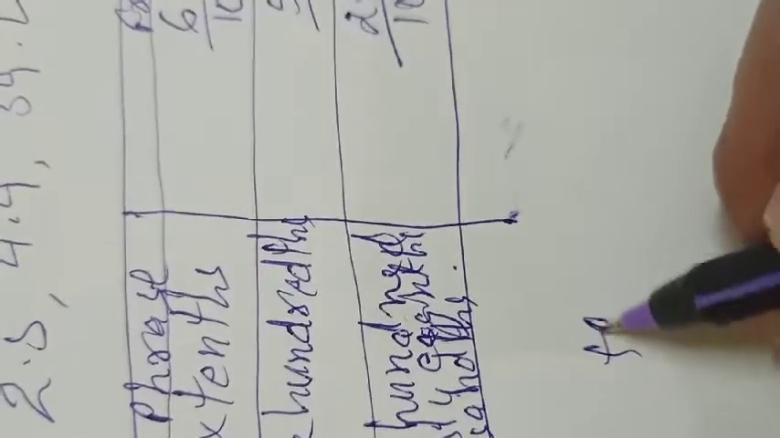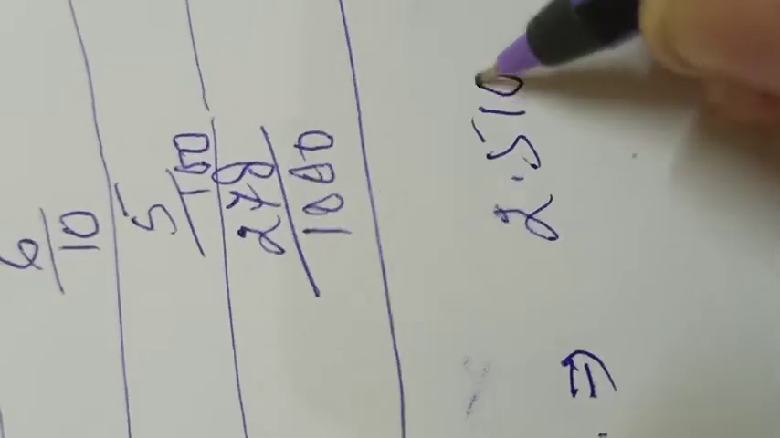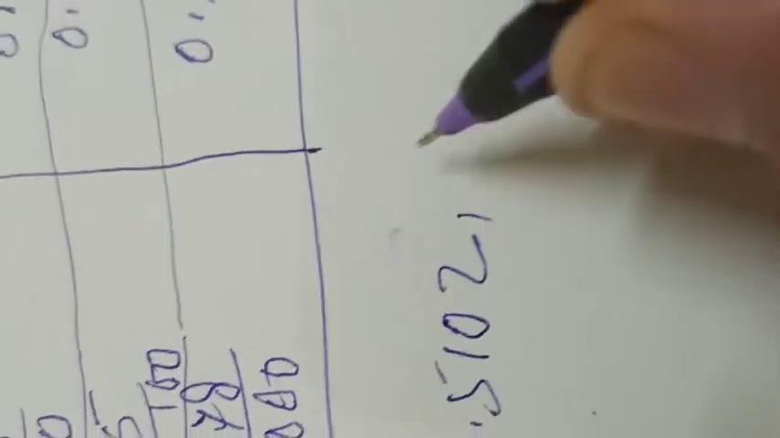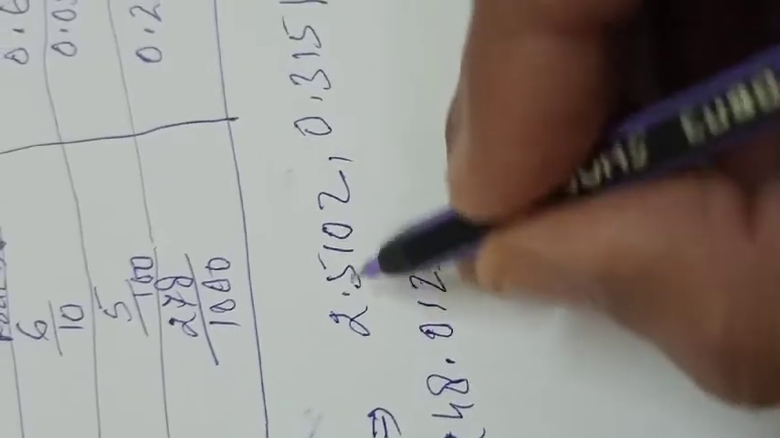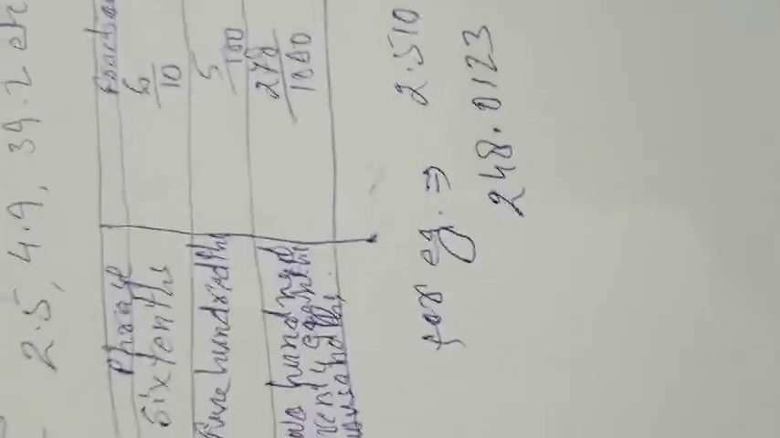For example, suppose 2.5102 and 0.3251. After the decimal there are 4 digits, so here also there are 4 digits. 1.1, 1.123, 5, these are also like decimals. Another example: 248.0123. All decimal numbers having the same number of digits after the decimal sign are like decimals.